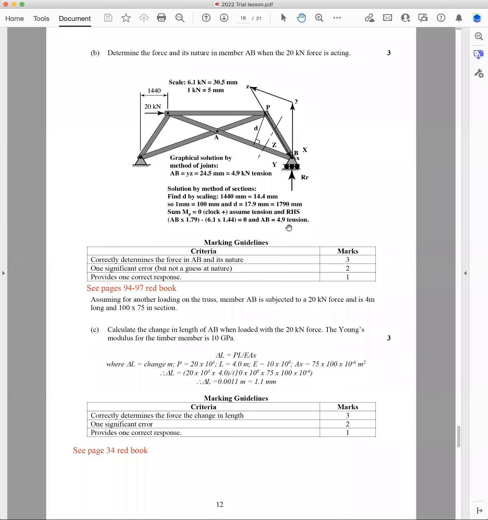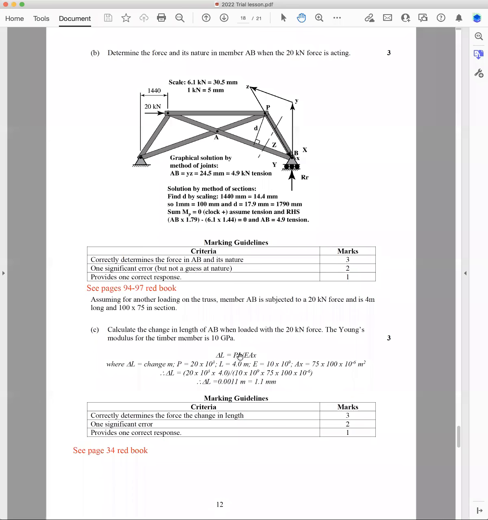Okay, next question is the Pleé formula, and this is on page 34 of the book. Calculate the change in length of AB when loaded with the 20 kilonewton force. So we're saying that AB here, with another loading situation, is subject to a 20 kilonewton force and is 4 meters long and 100 by 75 in section. So the Young's modulus for the timber member is 10 gigapascals, and you've got to calculate the change in length of AB.